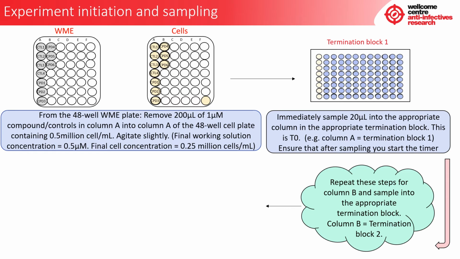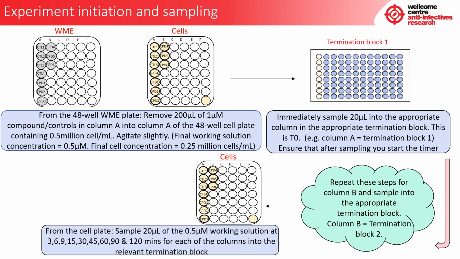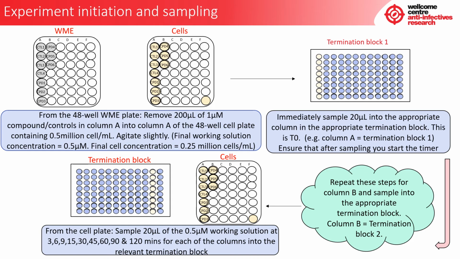Repeat these steps for column B and sample into the appropriate termination block. Column B goes into termination block 2. From the cell plate, sample 20 microliters of the 0.5 micromolar working solution at 0, 15, 30, 45, 60, 90 and 120 minutes for each of the columns in the relevant termination block.